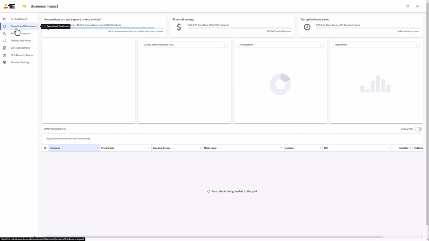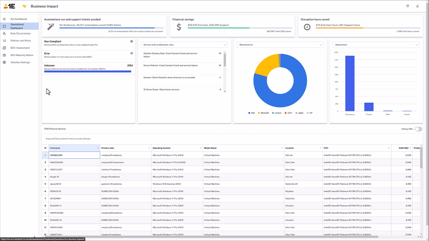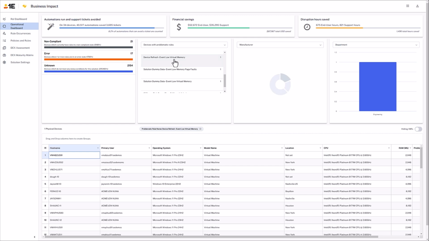This brings us to the operational dashboard. If there was a rule that continuously occurred over a period of time on certain devices, then they require closer inspection. These are deemed as problematic, and you can utilize the 1E platform to investigate the issue on those devices and remediate if needed.